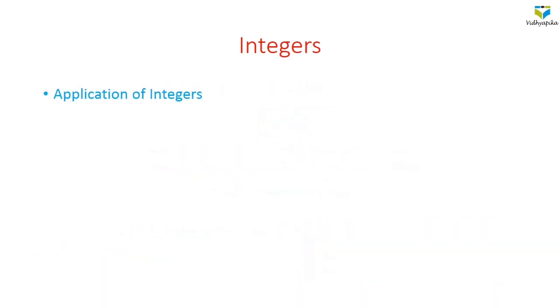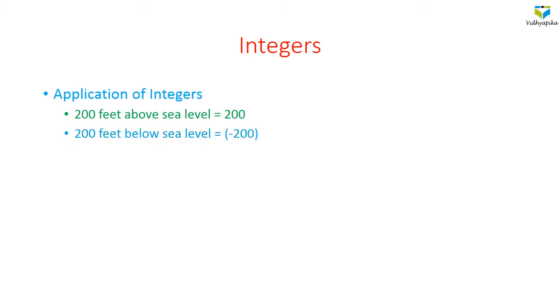Let us understand some application of integers. 200 feet above sea level is written as positive 200, while 200 feet below sea level is written as negative 200. Rupees 300 gain is written as positive 300, while rupees 300 loss is written as negative 300.